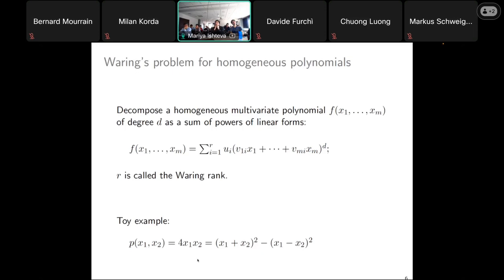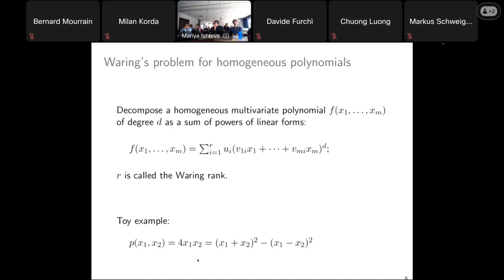And here is a toy example. Suppose we have a small term here, 4 times x1 x2. It doesn't look like a sum at all. It's actually a product of variables, but still we can represent it in this form with 2 terms. This is (x1 plus x2) squared minus (x1 minus x2) squared. And the question is, is it always possible? Yes, it is always possible. How do we do it? That's a more difficult question. But it has to do with tensor decompositions.